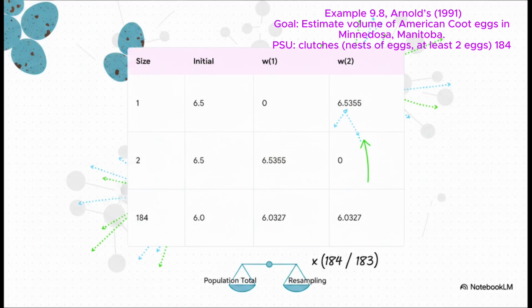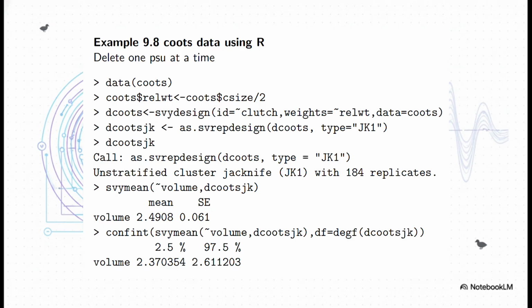We're proportionally redistributing the weight of the deleted cluster across all the survivors to make sure our population totals stay perfectly consistent. So we do this 184 times, let the software run the formulas, and it outputs a highly reliable standard error of 0.061 for the Coutts data. Sure, it's computationally intensive, but this weighting math handles the complex dependency of those clusters flawlessly.